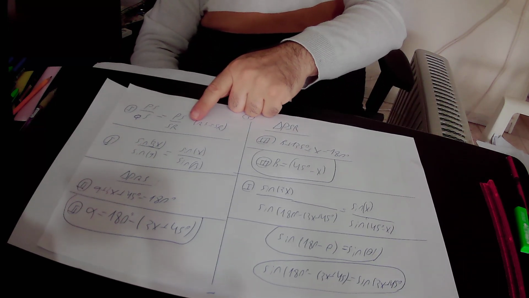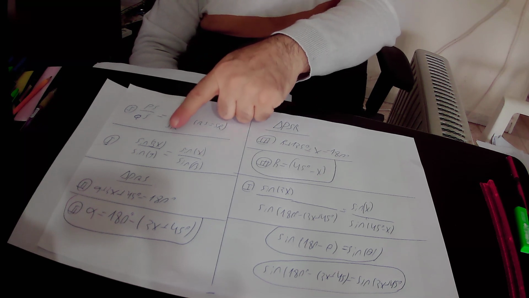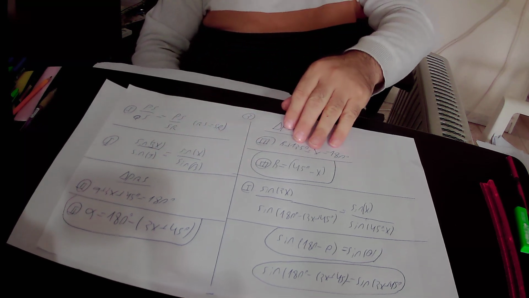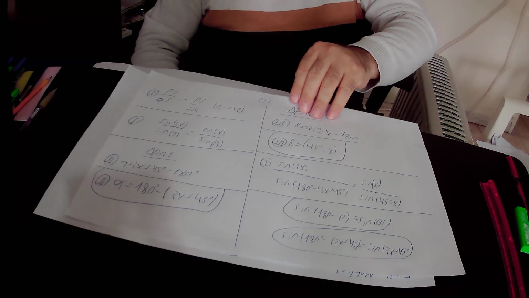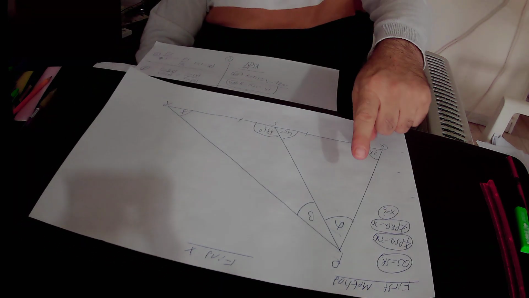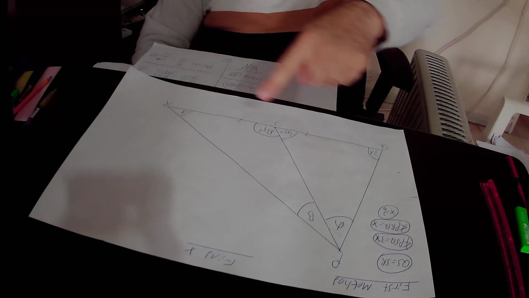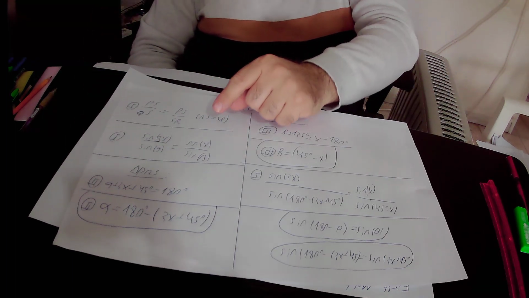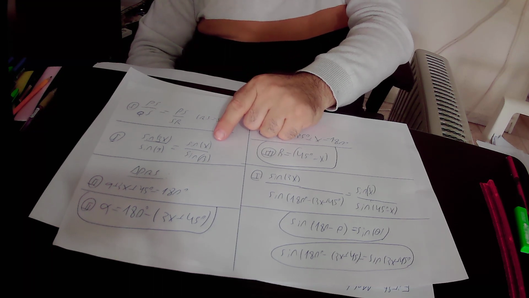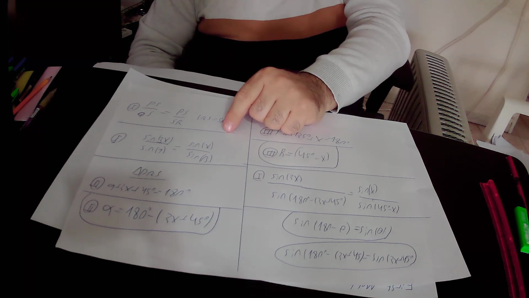PS over QS equals sine 3x over sine alpha. And if we focus on triangle PSR, then PS over SR will be equal to sine x over sine beta. PS over SR equals sine x over sine beta.